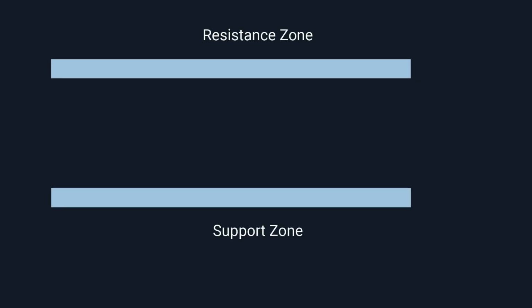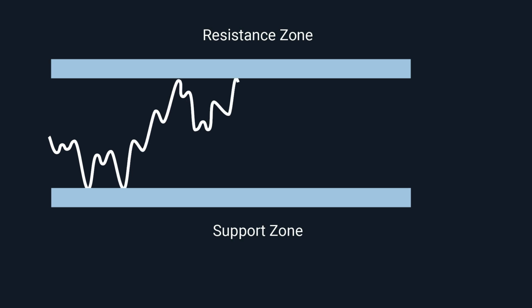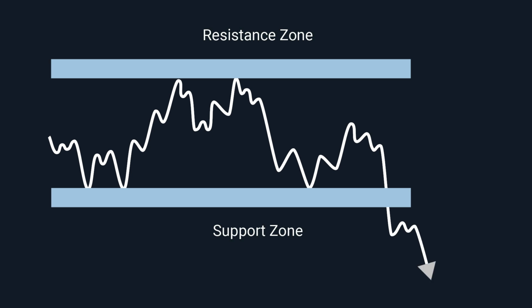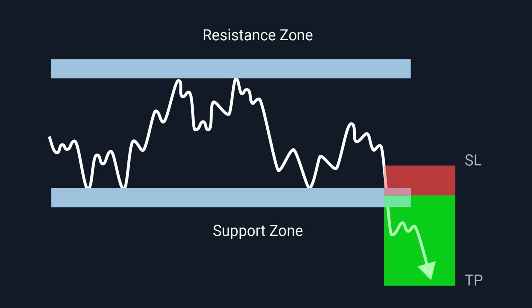Now let's get back in game. Breakouts and fakeouts, where the price of an asset moves beyond a key level of support or resistance, signaling a potential continuation of the trend. It happens when the price breaks out from a range it's been stuck in for a while. Traders look for these breakouts as opportunities to enter trades in the new trend's direction.